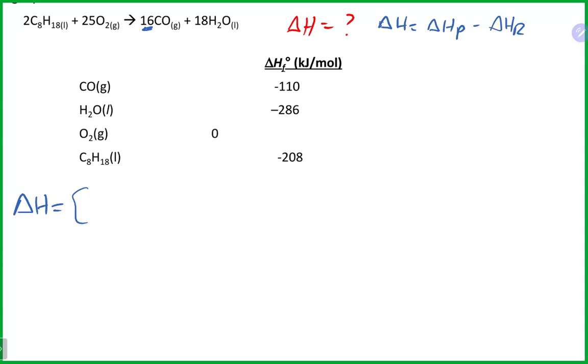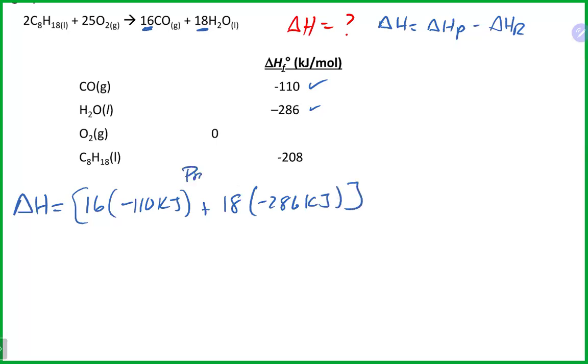So over here, we do have 16 of the COs. We're going to take 16 times the value of CO from the table. We're going to then add it to our next product, which is 18 waters, minus 286 kilojoules. That again basically takes care of all of our products. We're then going to subtract it from our reactants, again doing the same thing. We got 2 here, so that's going to be 2 times our value in the table, minus 208. And again, we do have 25 oxygens. Good news is they are all 0 from the table there. And by the way, for delta H values from the table, anything in a standard state that's really uncombined, you will see a value of 0. So that's a common one for things that are just by themselves.